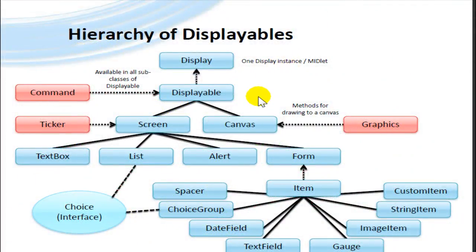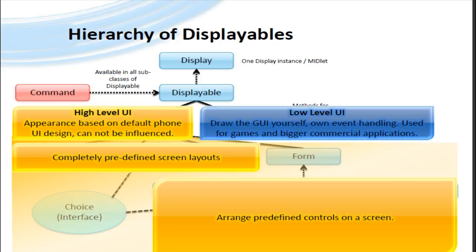So let's have a quick recapitulation here. As we saw, we got a display class, then we have the displayable class, and we have a command class, right? This is available in all subclasses of displayable. Everyone can implement the command. And then we have a screen or canvas. Basically the screen and canvas classes: this is for a low level UI, and this is for a high level UI.